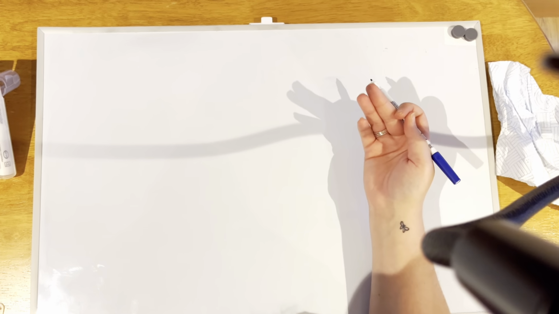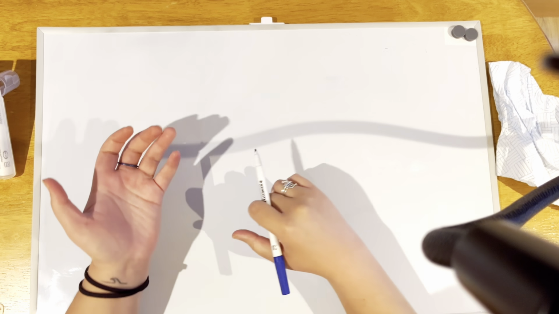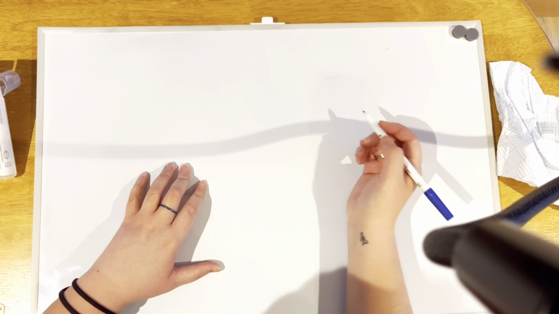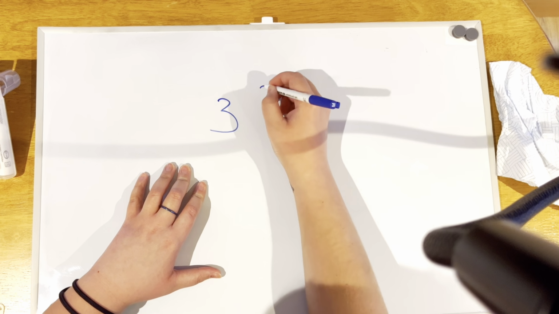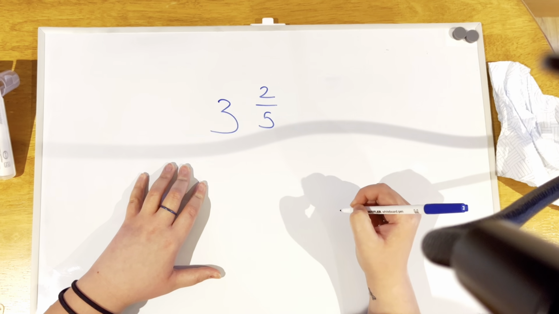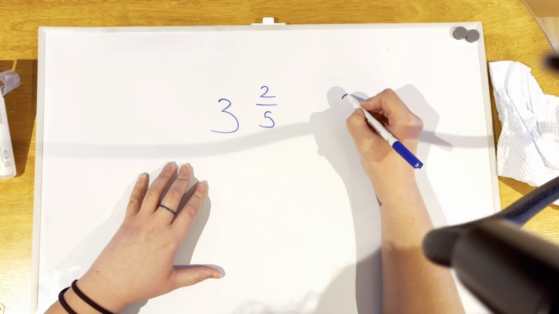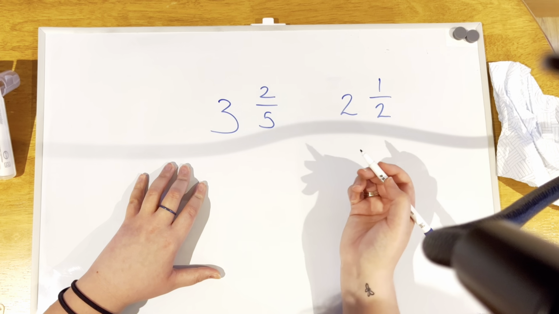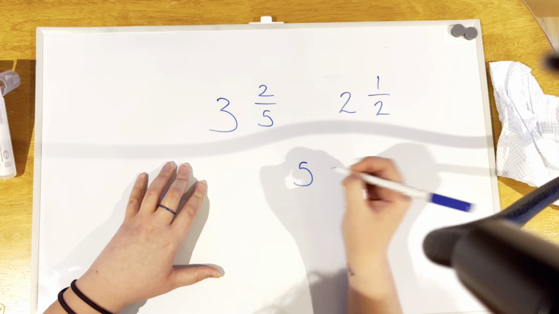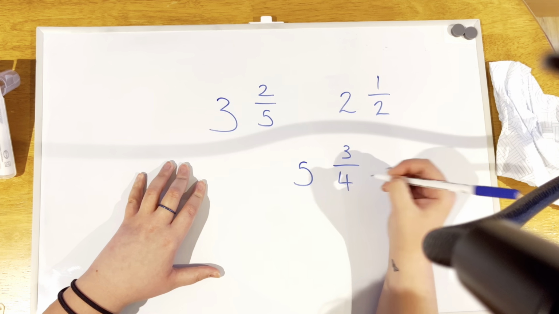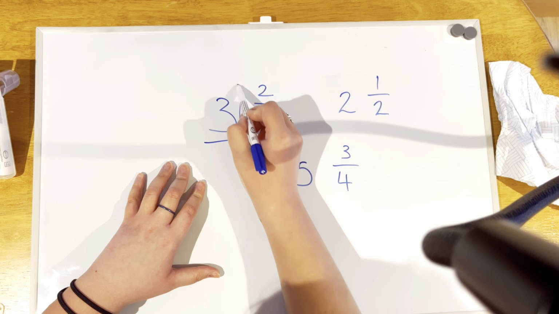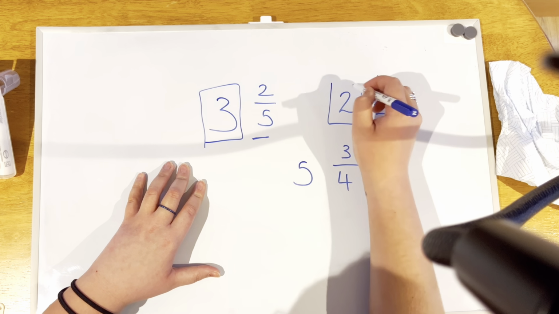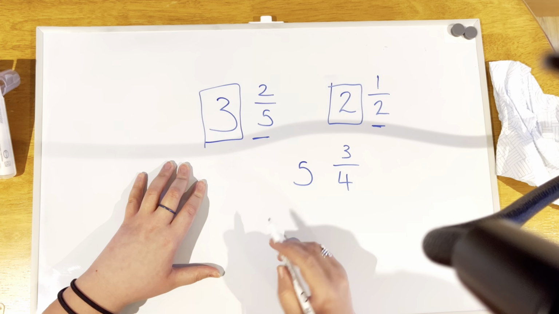A mixed number is when we have a whole number mixed with a fraction. So it will look something like this. 3 and 2/5. Or it could look like this. 2 and 1/2. It may even look like this. 5 and 3/4. So we have a whole number and a fraction. A whole number and a fraction.